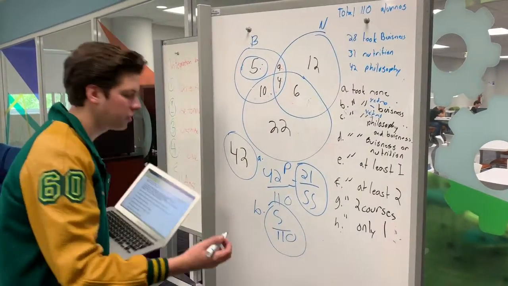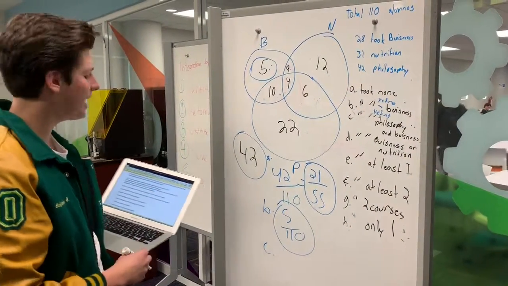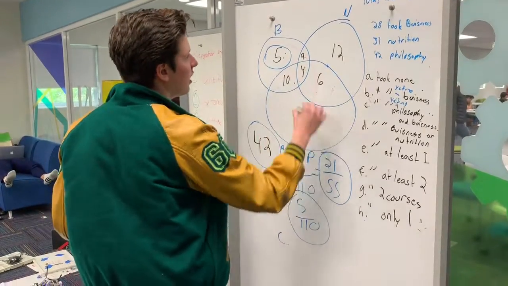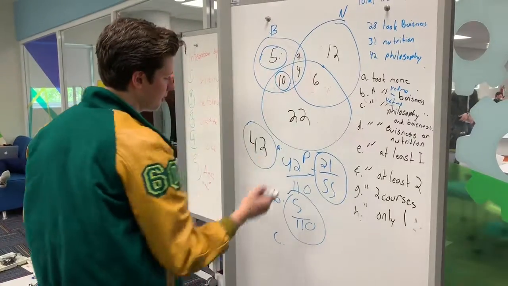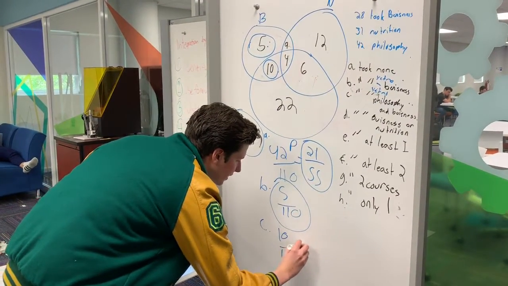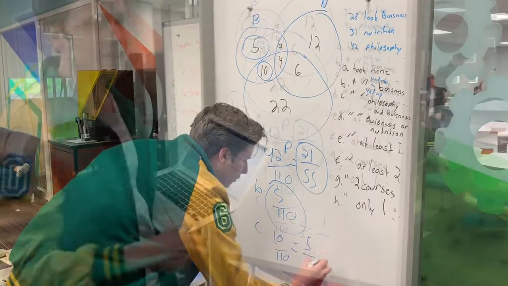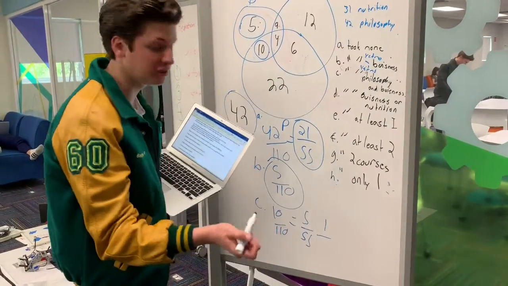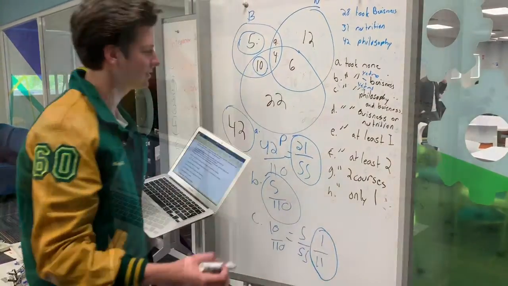And to finish with the first 3, we're at our number C, which is took philosophy and business, yet no nutrition. So they took business, philosophy, but no nutrition. So they took both. So it's number 10. So it's 10 over 110, which simplified, it's 5 over 55, which we need to simplify, which is 1 over 11. And we have our number C complete.